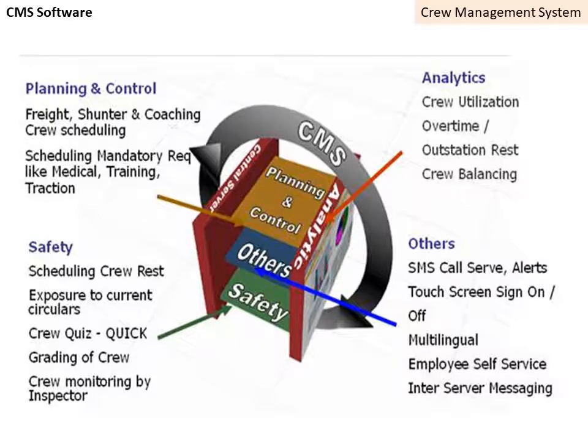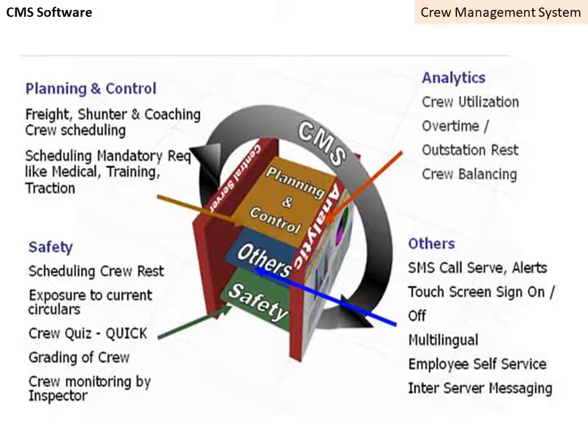And the crew quiz, it is nothing but a quick quiz. One of the options is provided in the lobby, and a separate system is provided in all crew booking lobbies for playing the quiz. Gradation of the crew is given by the loco inspector. He will be allocating the marks, and by obtaining the marks, the crew will be graded A, B, C.